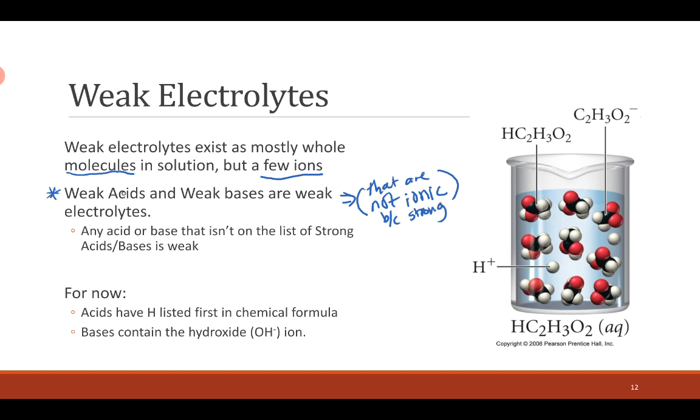But if you have an acid that's not on the list, then you'll definitely classify it as a weak acid. And then we'll learn more about organic acids and organic bases later on, or maybe in another course. Not sure yet. So for now, we have acids have H listed first in the chemical formula, and bases have the hydroxide ion.